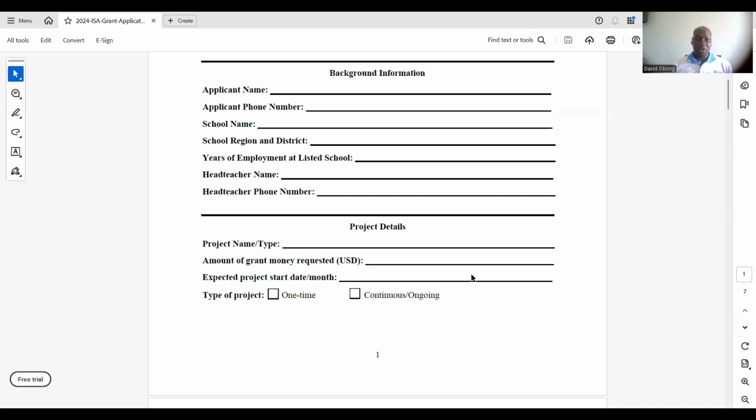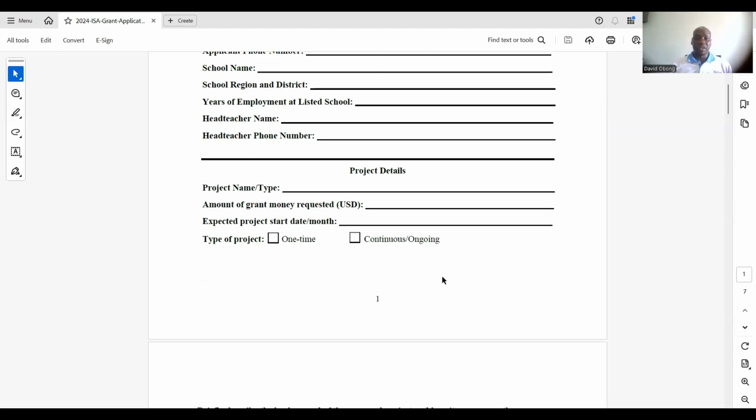Then the type of the project. The project can either be one-time. That means when the money is given to you, you use the money only once, and then the project ends there. And if the project will be continuing, then you decide for continuous or ongoing.